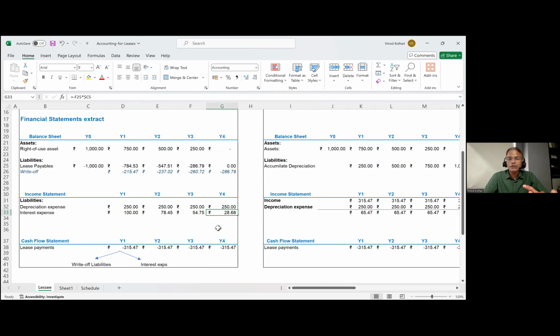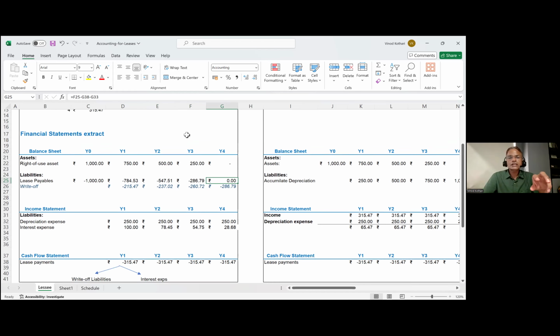Therefore, the resulting reduction of liability is the EMI or the rental minus the interest expense, which is 215, 237, 260 and 286 respectively, resulting into an OTP liability becomes 0 at the end of 4 years. So that's how the accounting is done if the lease is a full payout.